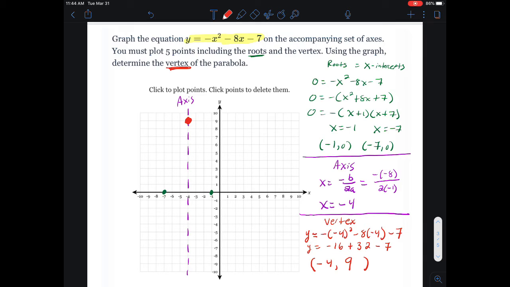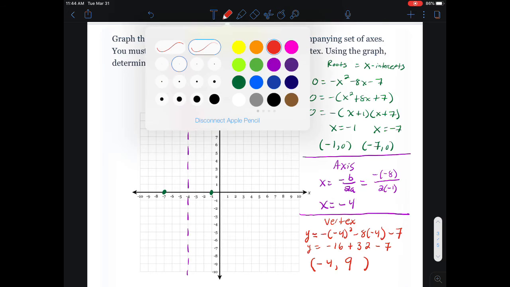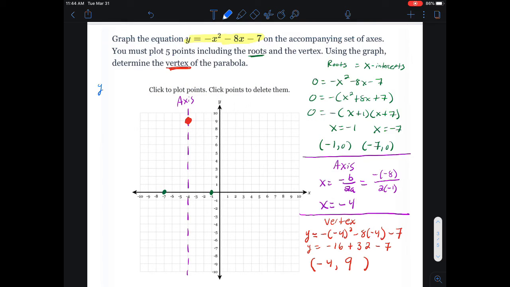Now, they require us to get 2 more points. And so what we can do from here is we have a number of options. We could find our y-intercept, or we could just pick another value to substitute in for x, and then we can get 2 more points. But if possible, let's go find the y-intercept here. For the y-intercept, you make x equals 0 and you evaluate for y. So we get y equals negative 0 squared minus 8 times 0 minus 7. And the y value of the y-intercept is negative 7.